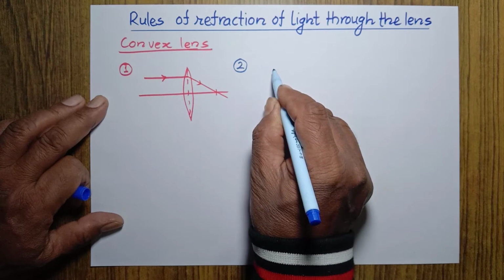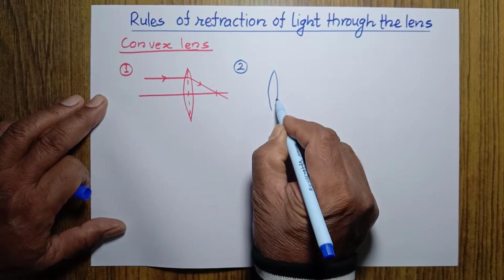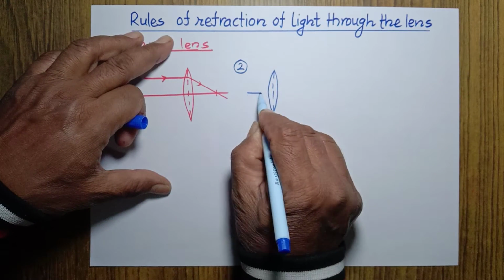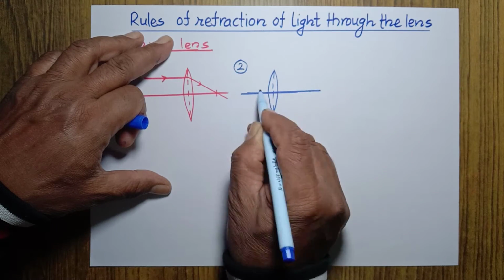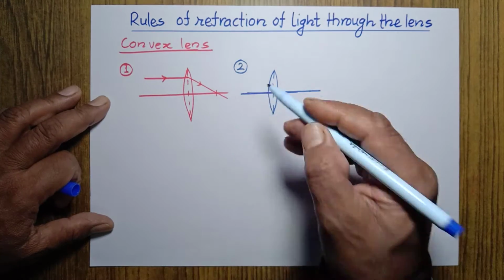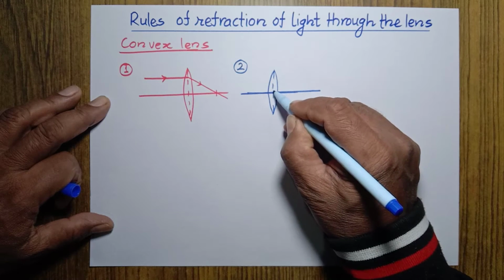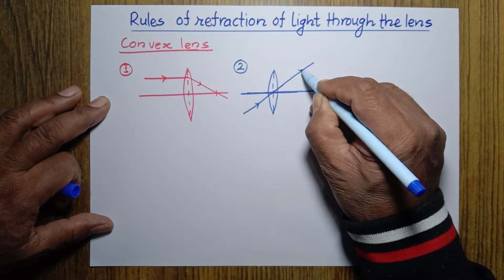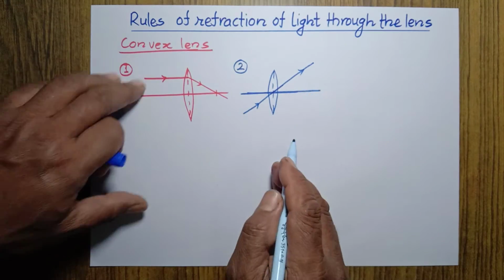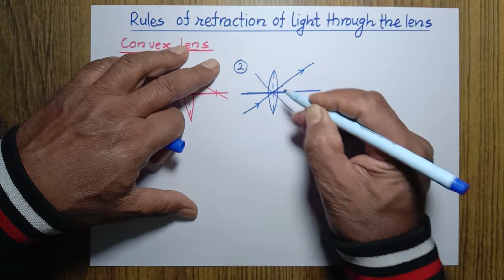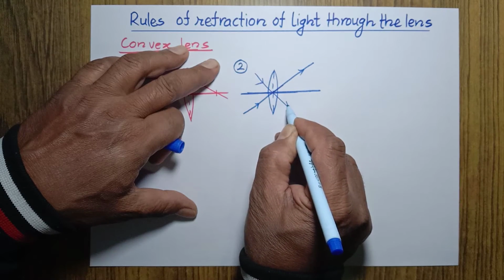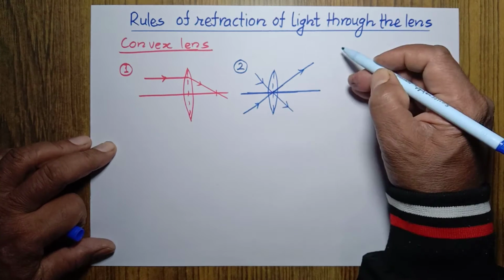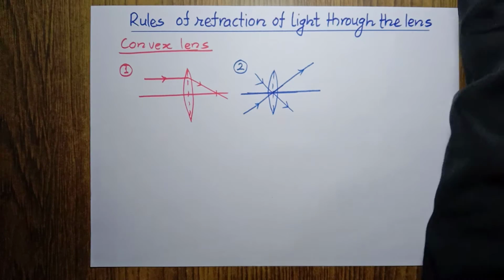This is a convex lens, and this is the bisector line, and this is the principal axis, let's say. And if a ray of light passes through the optical center of the lens like this, then it passes straight without deviation. Whether it comes from this side or this side, whatever is the direction. If a ray of light passes through the optical center of the convex lens, then it passes straight without bending. This can be written this way.